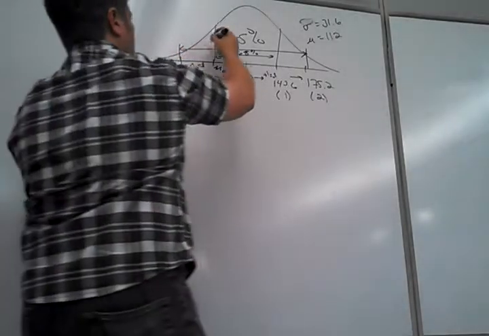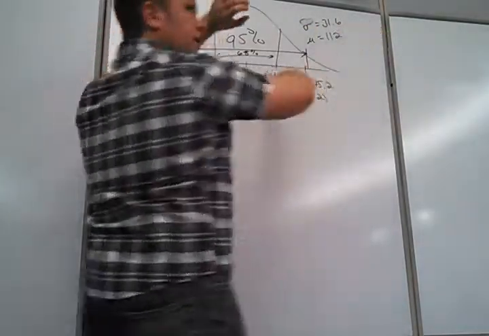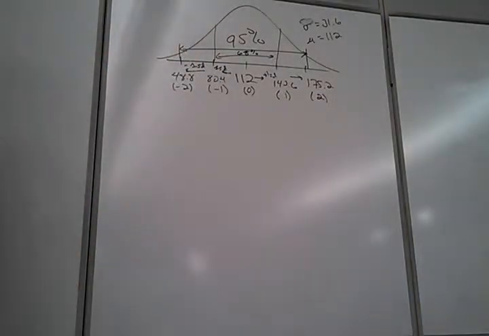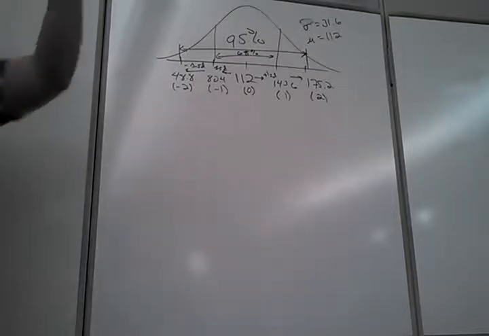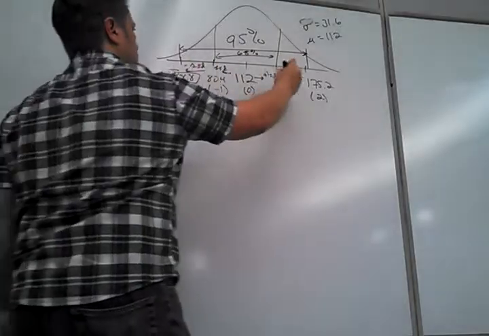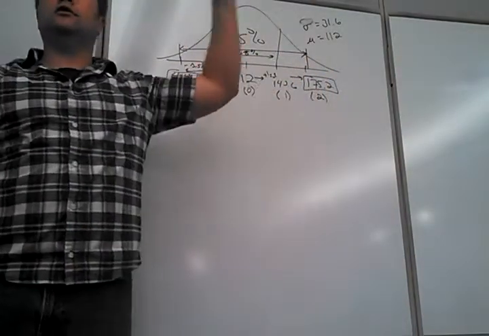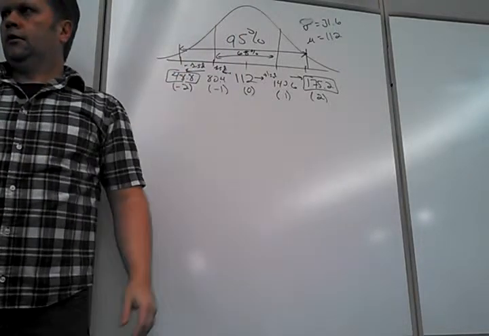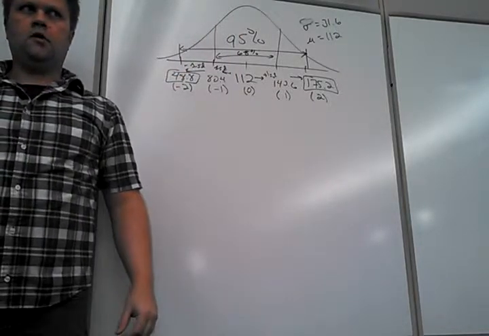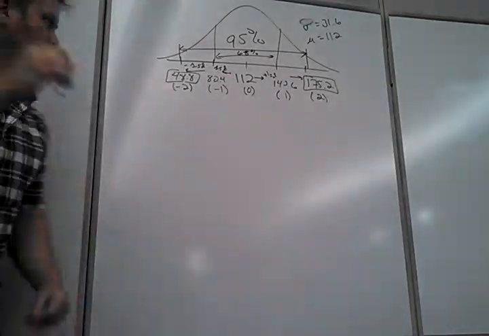If I add the whole area up, the whole area for the whole thing, what would I get? 100%, or 1 as a decimal. So the whole area underneath there is 100%. 68% of that's within 1 step. 95% of that's within 2, and that's the one I wanted. Between 48.8 and 175.2, there's 95%. Okay, maybe. I really desperately want you to understand it.